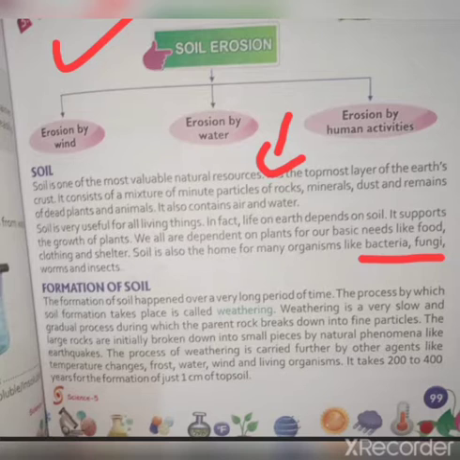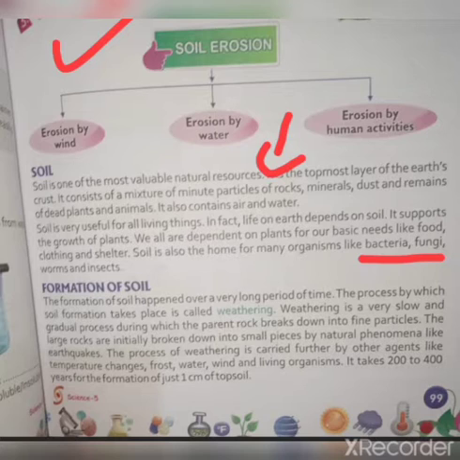Soil is the topmost layer. So now how do we get, or what do we get from soil? Then you remember it. And soil is the home for what? Organisms. Okay, these 3 points are to be remembered in this paragraph.